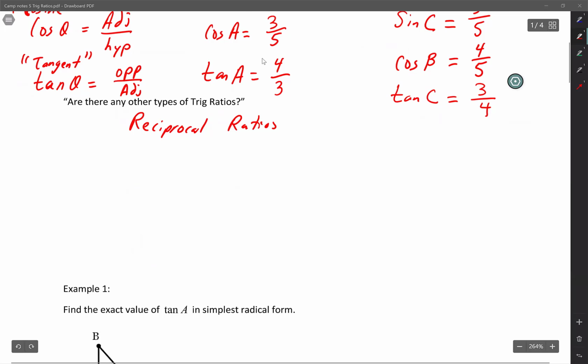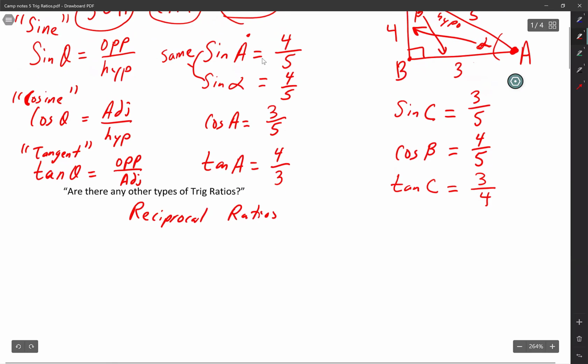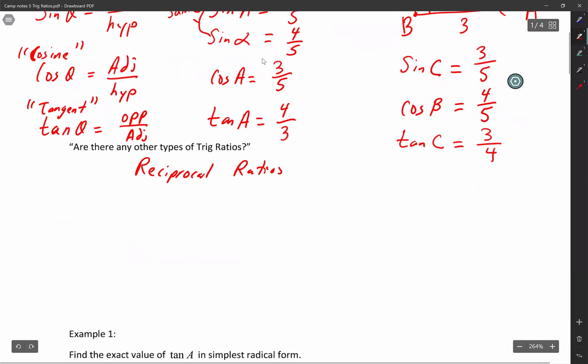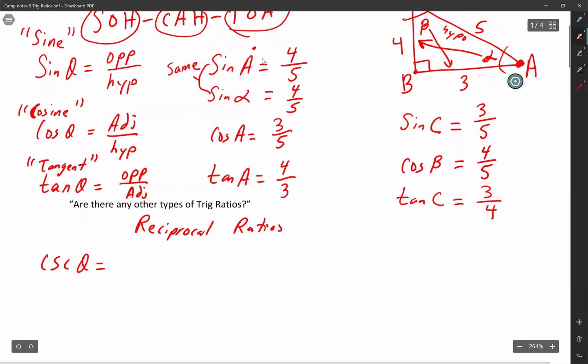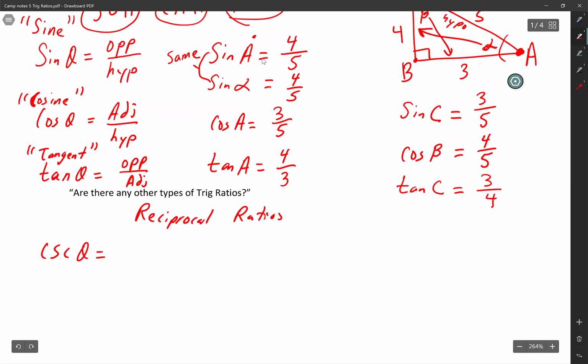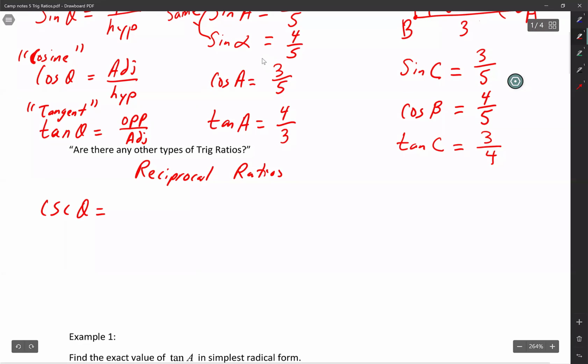So here we go. The reciprocal of sine is called cosecant, and I'm going to write cosecant theta. If I told you it's a reciprocal, that just means you look at sine, which was opposite over hypotenuse. So this has to be hypotenuse over opposite. And it says CSC, so you pronounce it cosecant. That's how you pronounce it.